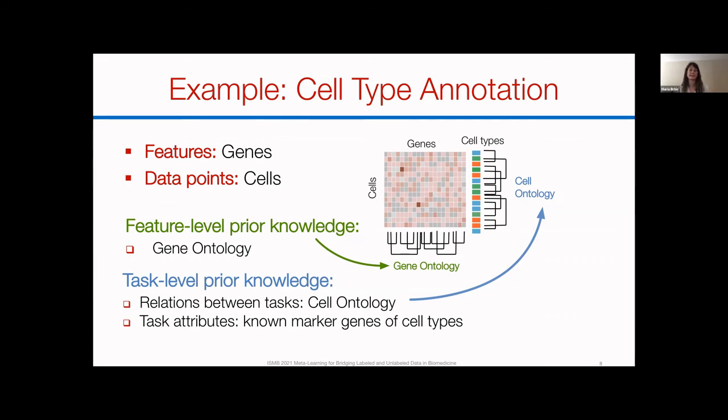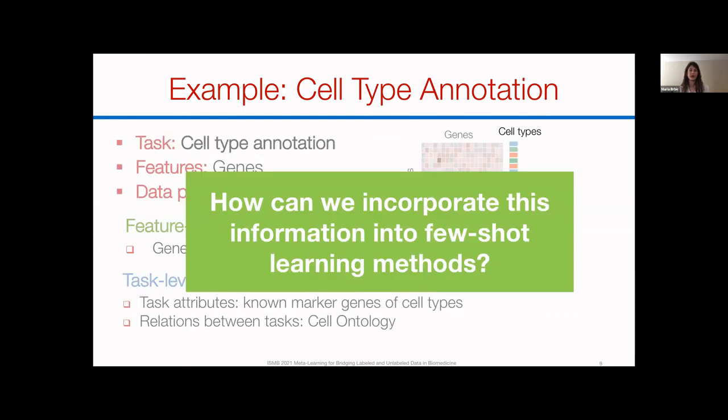And now that we're equipped with the concepts of task and feature level prior knowledge, we will next discuss how we can incorporate this background knowledge into few-shot learning methods. Are there any questions so far? Okay, we are good to go.